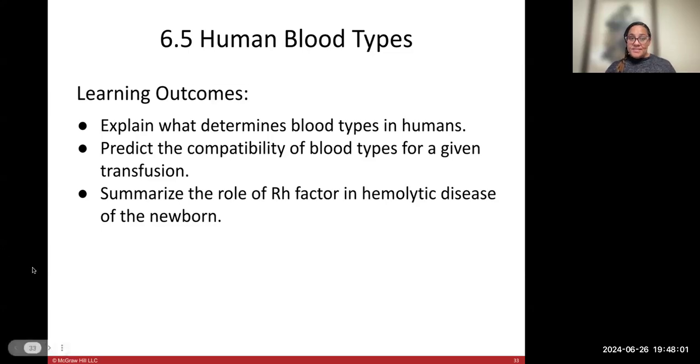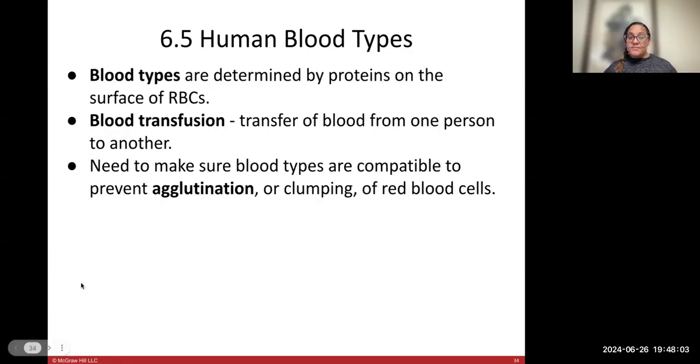Blood typing is next. Blood types are determined by proteins on the surface of red blood cells. A blood transfusion is a transfer of blood from one person to another.